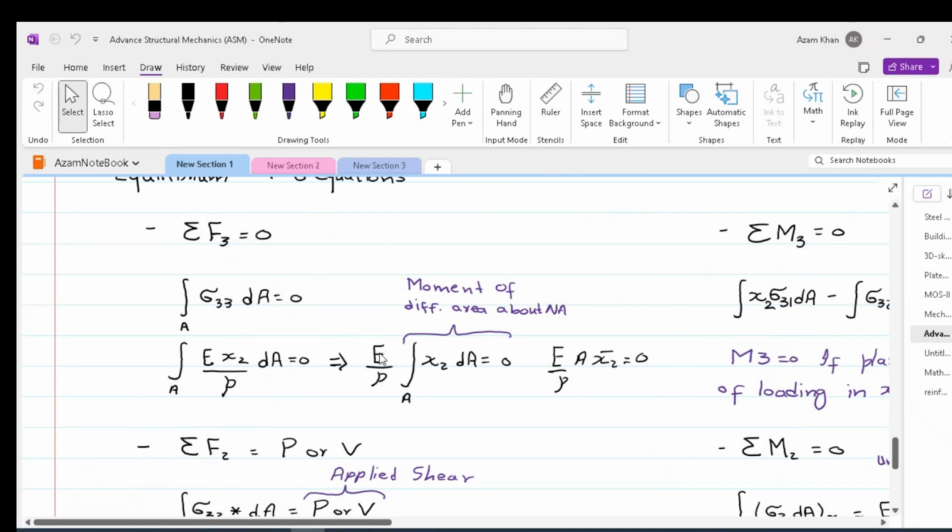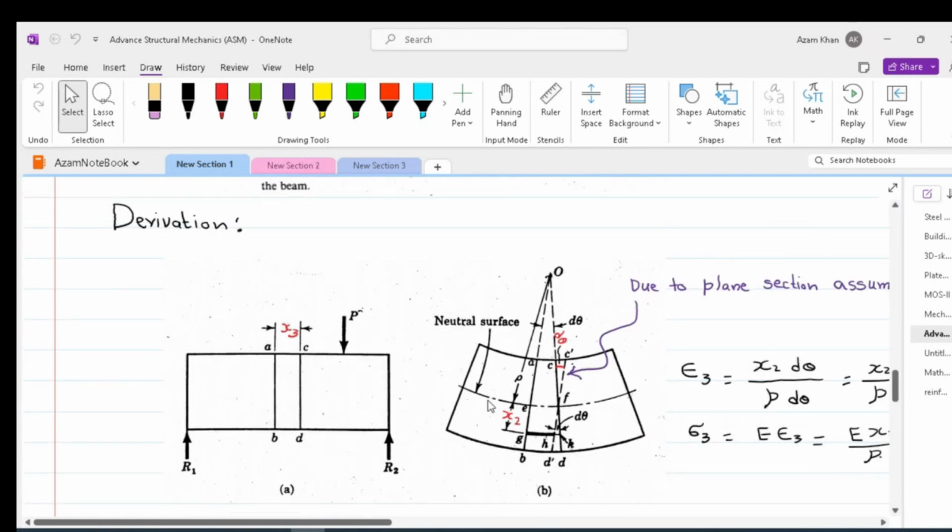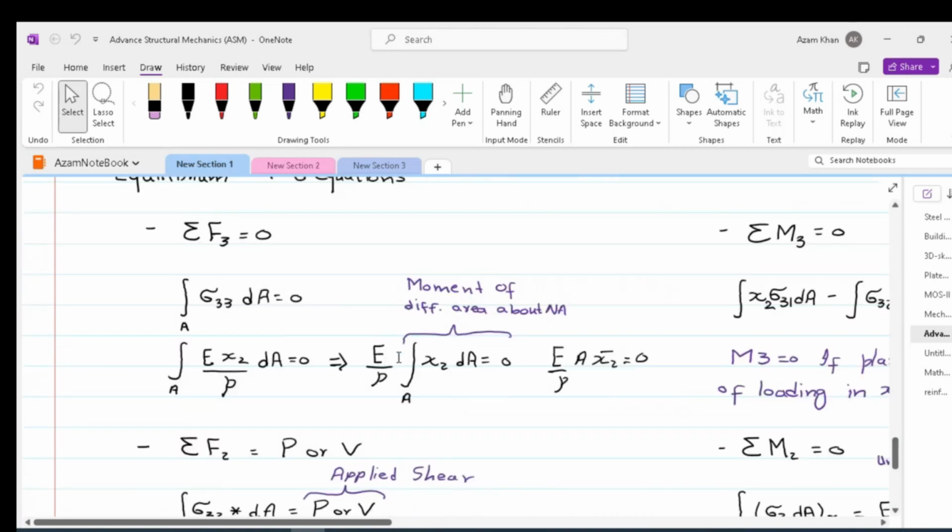Now E and rho, E being the modulus of elasticity and rho being the radius, they are constant for any cross section. Please note that any parameter which is not changing with area can be brought out of this integral sign. Modulus of elasticity being the property of the material is not changing with the cross-sectional area, so that can be brought out. Rho, which is the radius at which the neutral axis bends, is constant for a particular cross-section. Rho does change as we move longitudinally, but rho doesn't change when we are moving along the cross-section area. So therefore, these both are brought out.